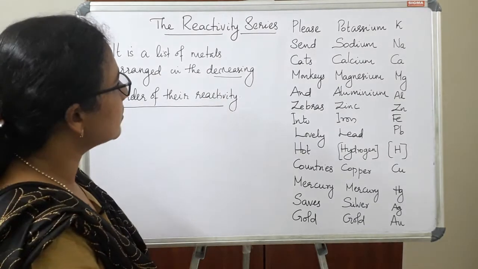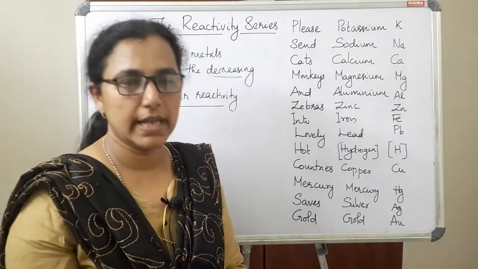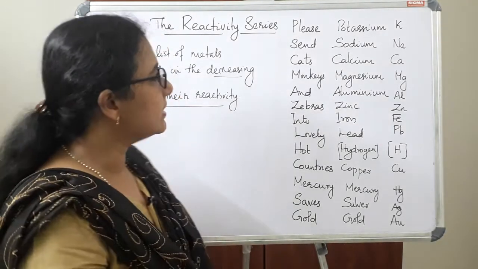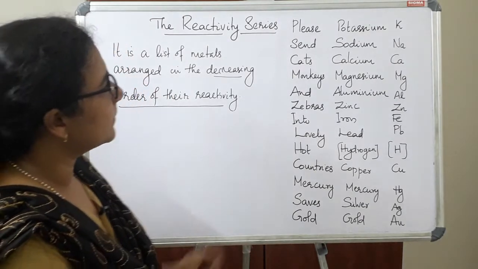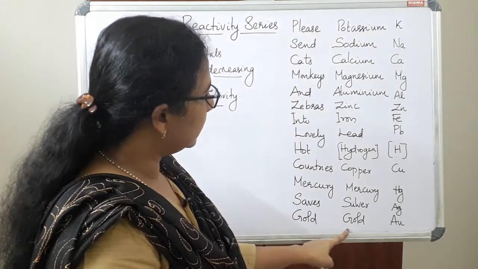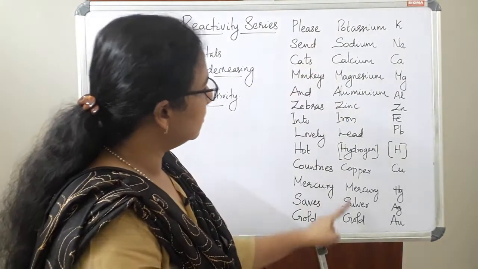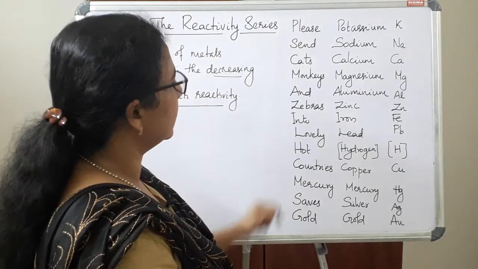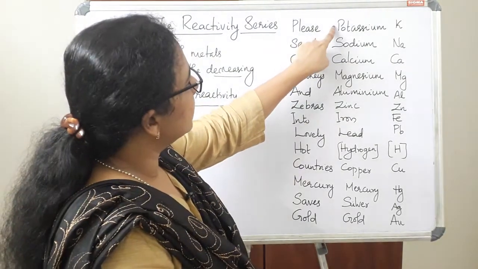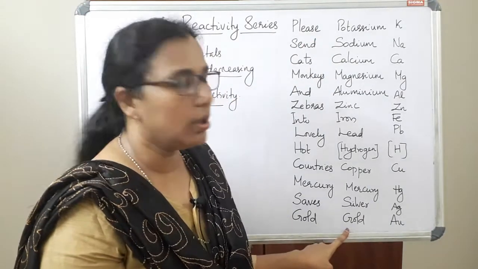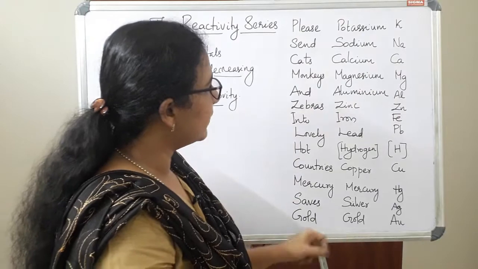On the basis of decreasing reactivity, metals are arranged in the form of a vertical column. Here you can see the metals are arranged in a vertical column, or this series of metals is arranged in the decreasing order of their reactivity. It starts from potassium and ends at gold. Some common metals are arranged in the form of a series.